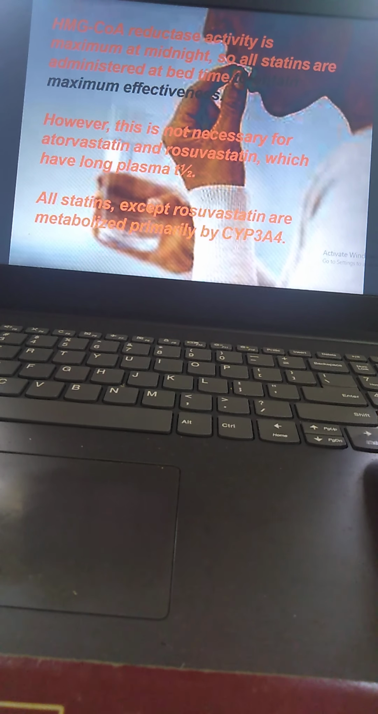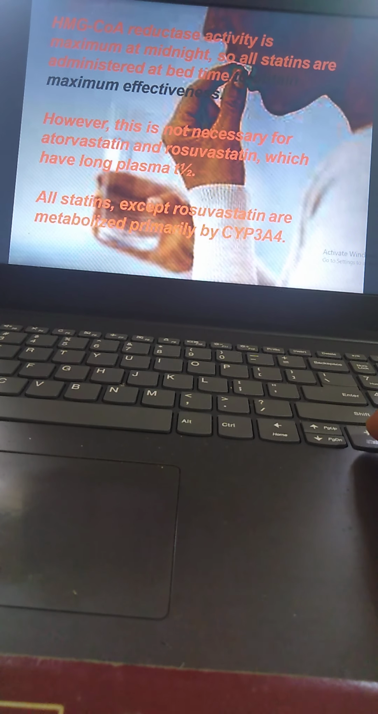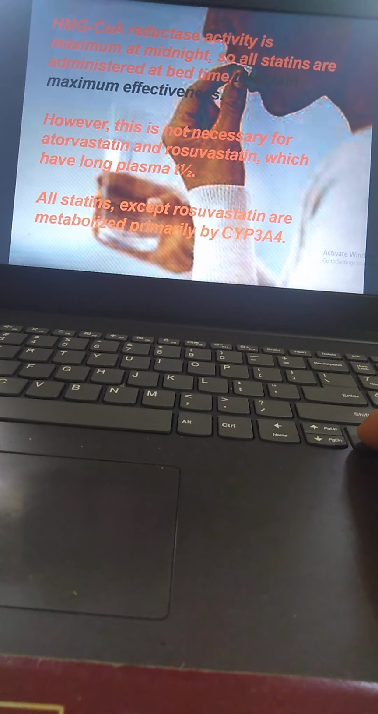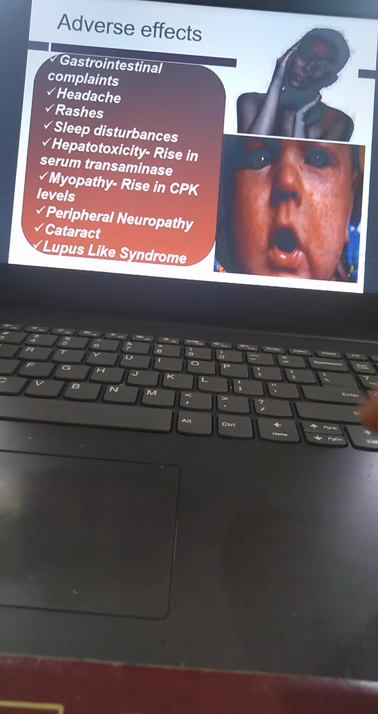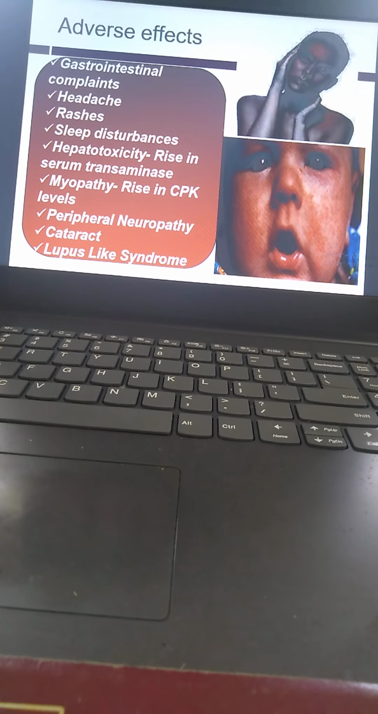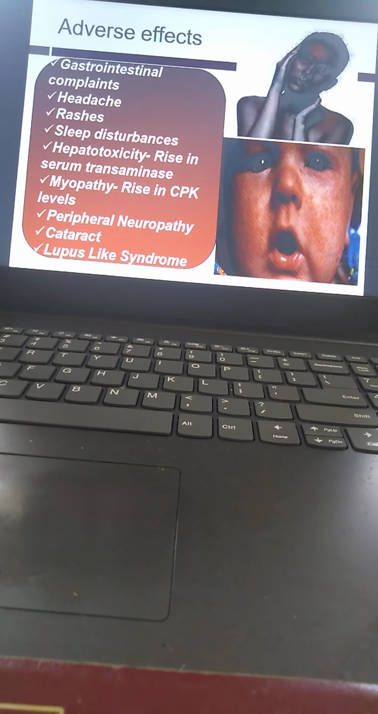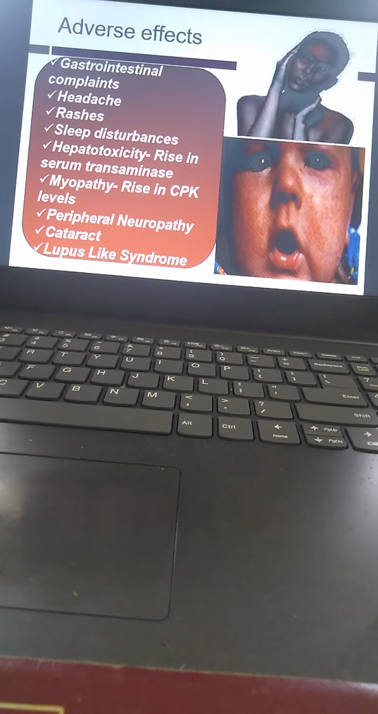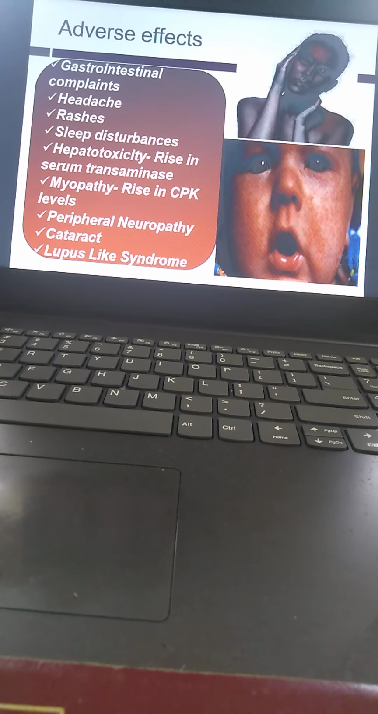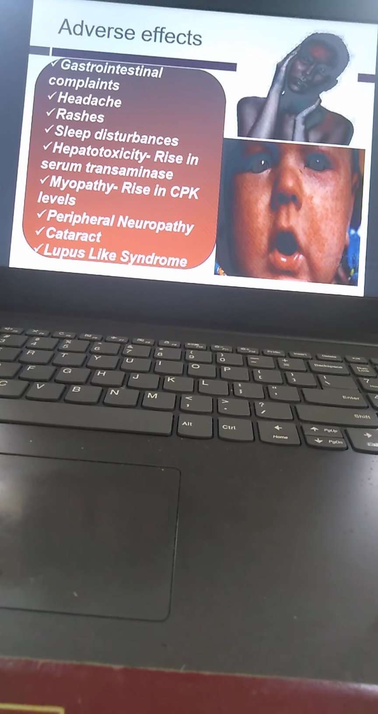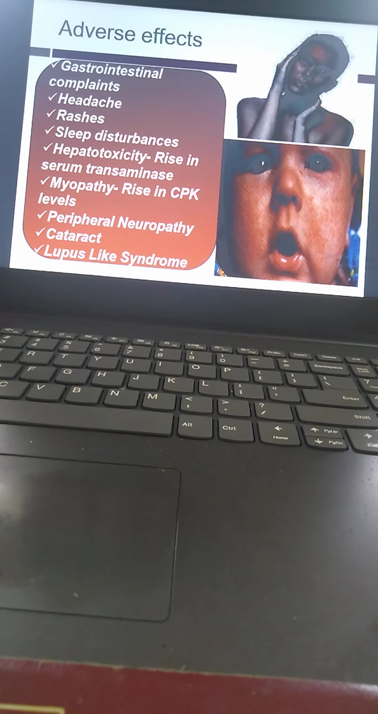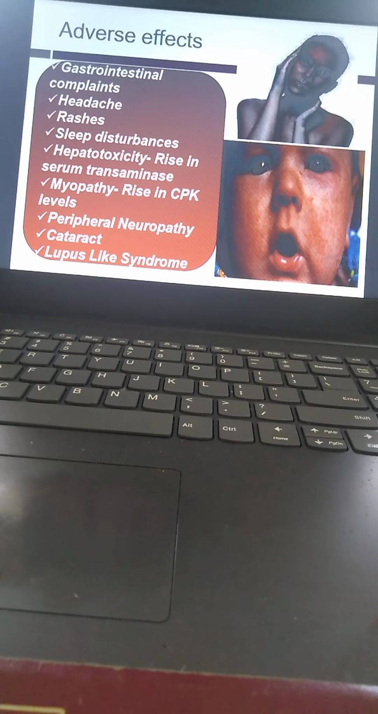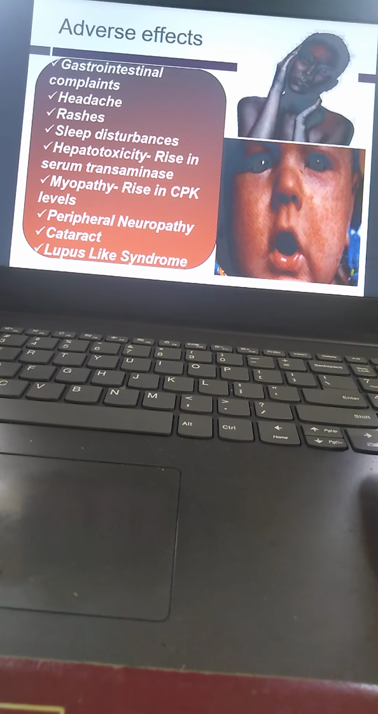CYP3A4 is a very cumbersome enzyme, this cytochrome P450. Now we have adverse effects: gastrointestinal complaints, headache, rashes, sleep disturbances, hepatotoxicity, a rise in serum transaminases like alkaline phosphatase, and myopathy with a rise in CPK levels. This is the muscle enzyme. Also peripheral neuropathy, cataract, and lupus-like syndrome. These are the adverse effects of these statins.